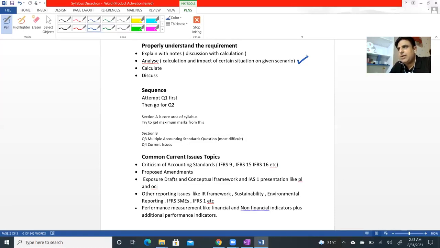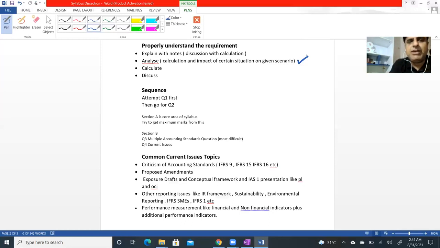When you have been asked to analyze something, you have to find out the impacts. Like we have some certain changes in accounting standard. Now you have to analyze the impact of those changes on any relevant accounting standard. This is analysis. So properly understand the question. Analysis means that you have to discuss the impact of a situation on a scenario.